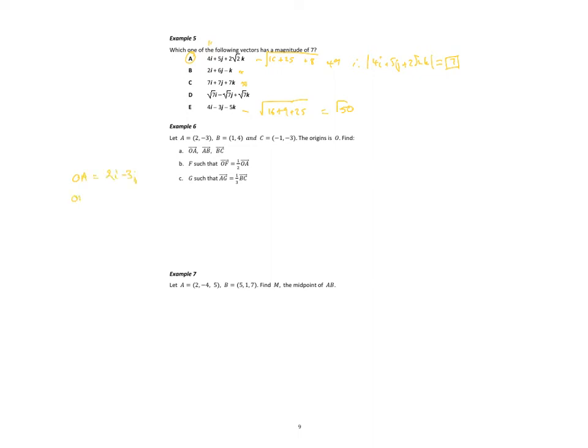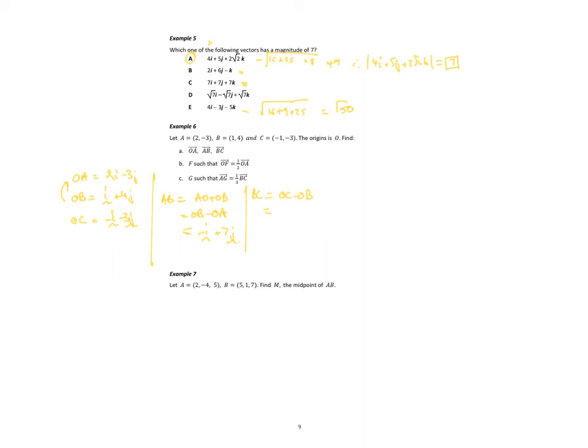Example 6, we can see that OA is equal to 2i minus 3j, OB is i plus 4j, and OC is minus i minus 3j. So it helps to define each of the vectors you've got. We've already got OA there, so that's nice. Now we need AB. So the vector AB is AO plus OB, which in turn is OB minus OA, isn't it? So then we can just subtract them as we go. 1 minus 2 is negative i. 4 minus 3 is 4 plus 3, so it's plus 7j. So there's vector AB.